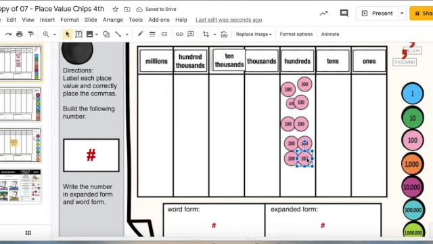What larger unit can I make with 10 hundreds? If you said 1,000, you're very good. You're right. 1,000 is 10 times as much as 100.